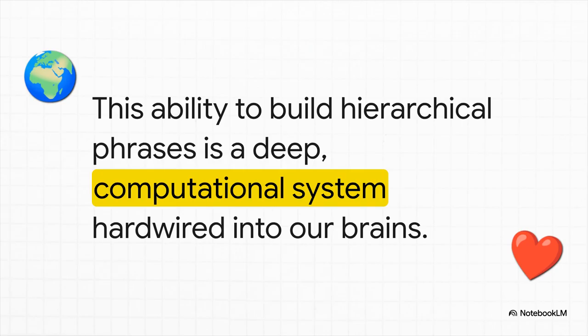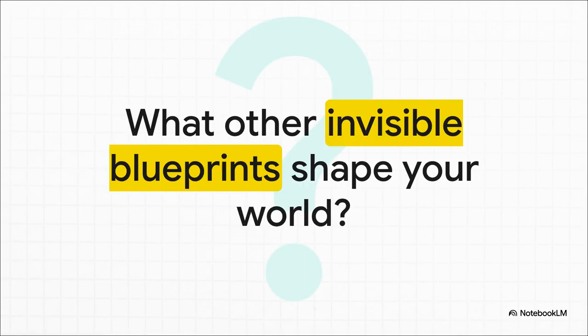This ability to build these structures isn't just a bunch of boring grammar rules from a textbook. It's a deep, powerful computational system that's hardwired into our brains. It's a fundamental, universal part of what makes us human. So it really makes you wonder, doesn't it? If language has this invisible architecture shaping every thought we share, what other hidden blueprints are running in the background, shaping how you see and understand your world every single day?